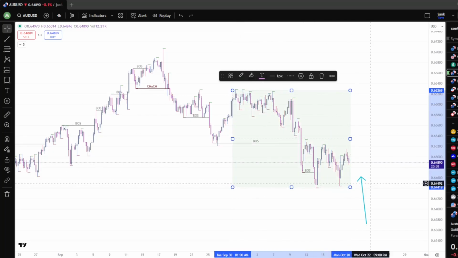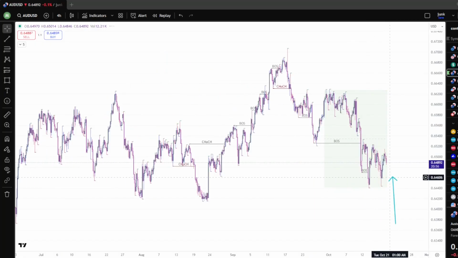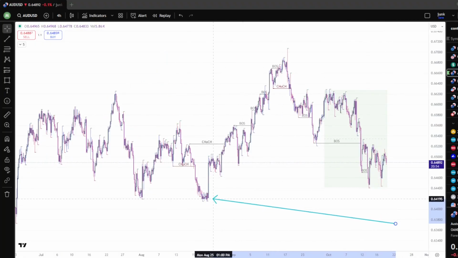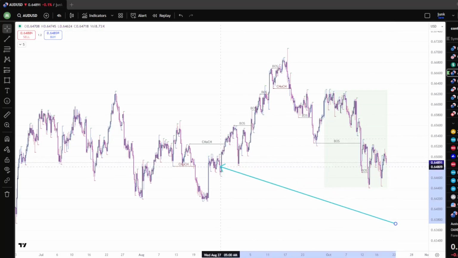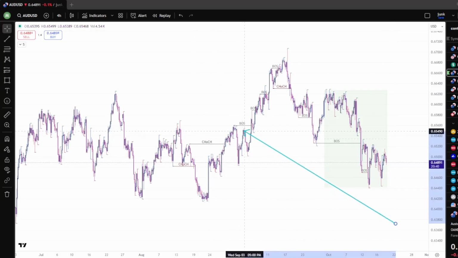Range here. If this continues to break structures to the downside, but we do see overall this could, just like with the other US dollar pairs, this could be forming a lower high, higher low from these lows. But overall, AUD USD is no longer considered a trending market. It started to trend back here back in September.